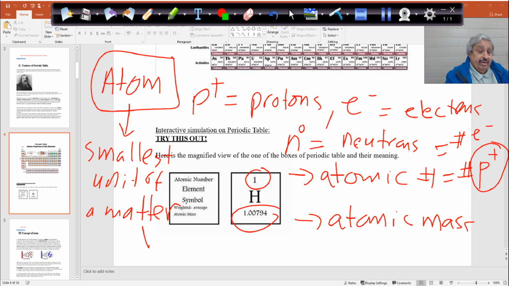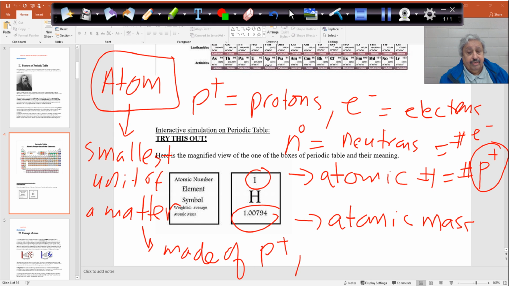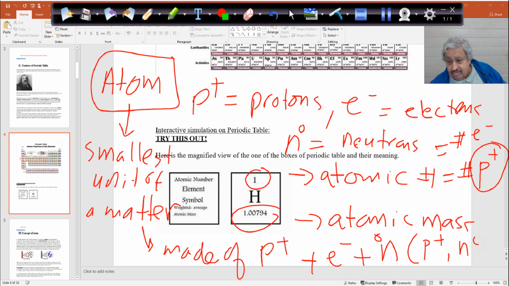And the atom is made of protons, electrons and neutrons. Then what will happen is those here, protons and neutrons, are inside in the center of the atom, correct? In the center of the atom. Electrons outside.